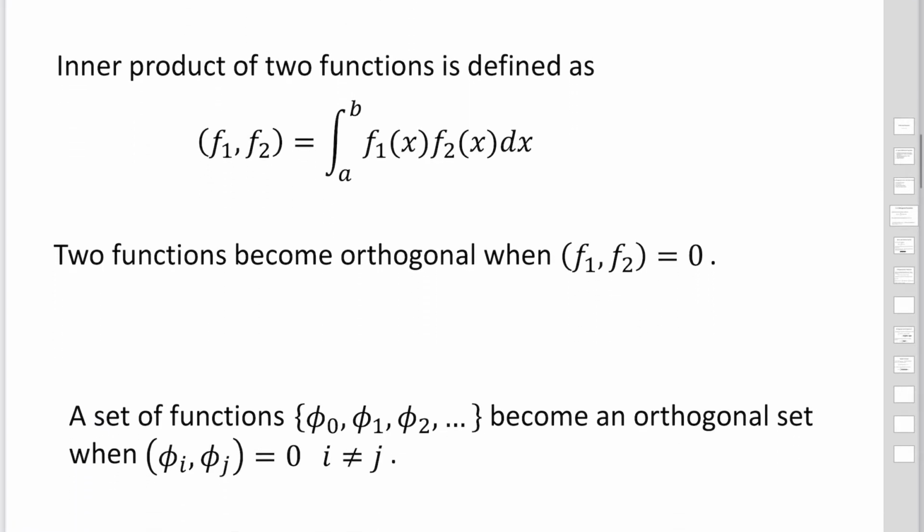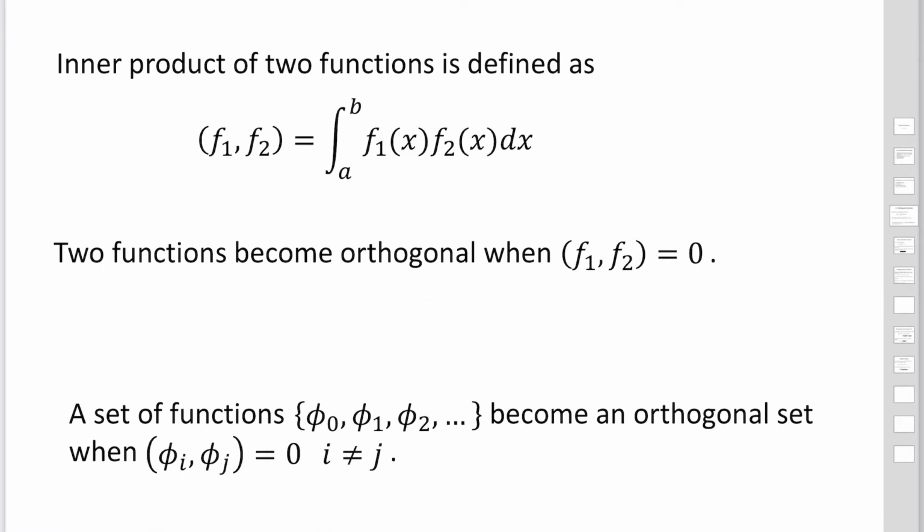A set of functions becomes an orthogonal set if, whenever you pick two functions from the set, their inner product is 0. Then we can say that the set of functions is an orthogonal set.